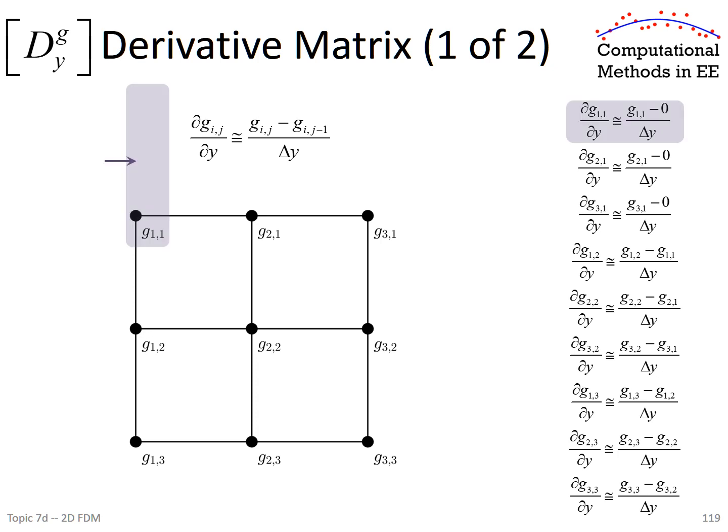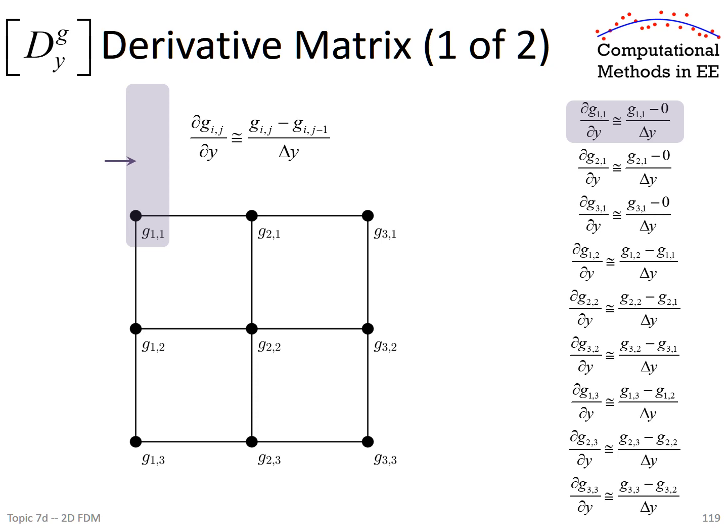Okay, now we're writing the finite difference equation for the first point on the grid. That's where G11 exists. And so our finite difference would be G11 minus G10, which is of course outside the grid, does not exist. So we put a 0 in its place using Dirichlet boundary conditions. So we just have G11 minus 0 divided by the spacing delta y. So we have our boundary condition here at the top of the grid.